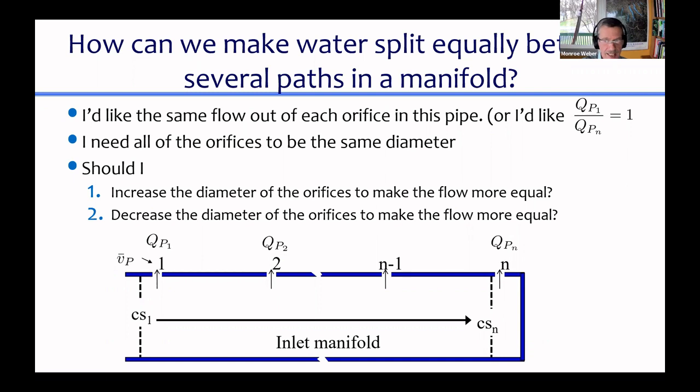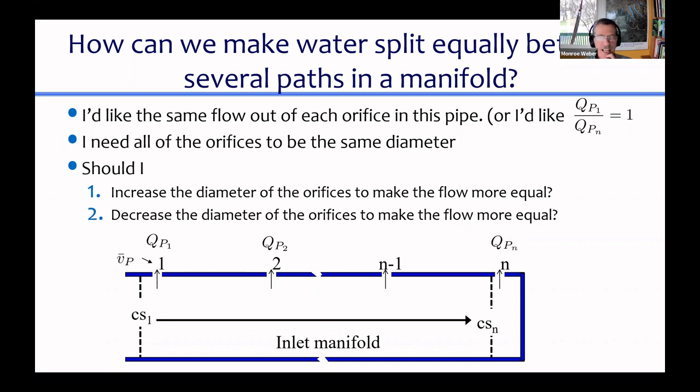So should I increase the diameter of the orifices to make the flow more equal between ports, or should I decrease the diameter of the orifices to make the flow more equal? You should decrease the diameter. And I will try to explain why that matters and why that makes sense.